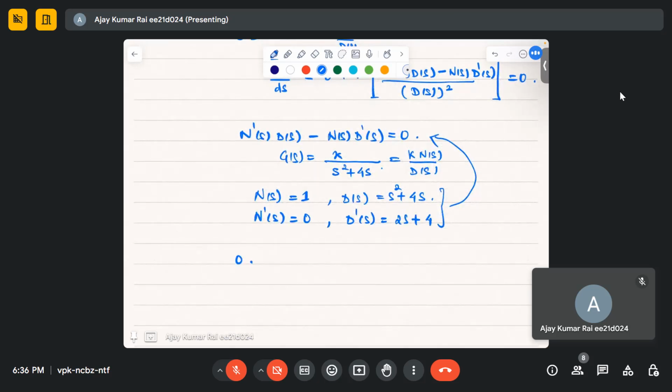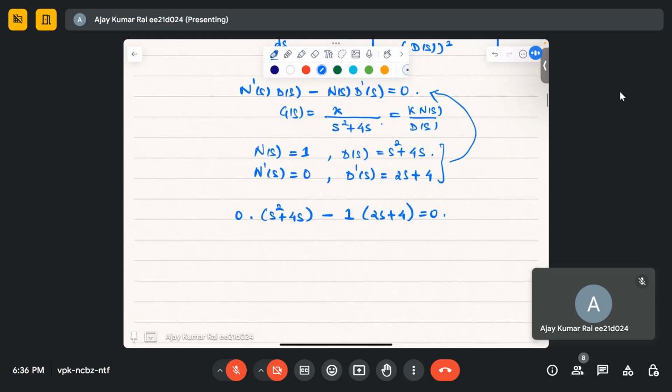Just put this into the equation, so you'll get 0 into D(s). Let me write the full D(s): D(s) is s squared plus 4s, minus N(s), where N(s) is equal to 1 and D'(s) is equal to 2s plus 4. So this is equal to 0 minus (2s plus 4). So s you'll get is minus 4 by 2, which is minus 2.